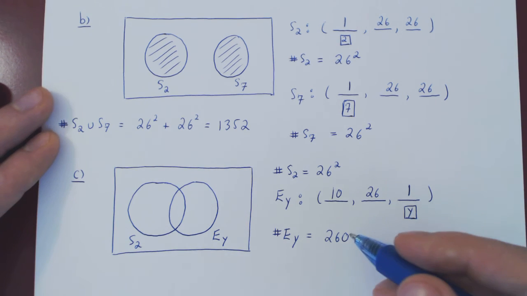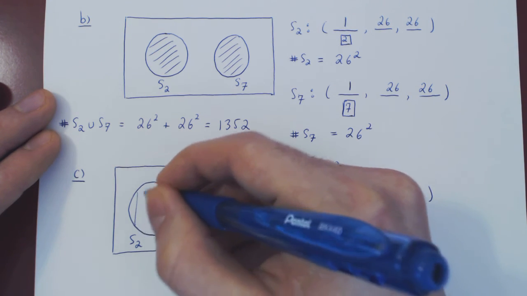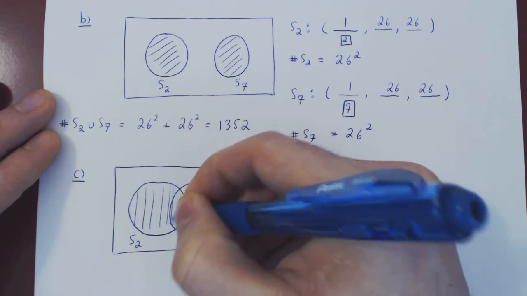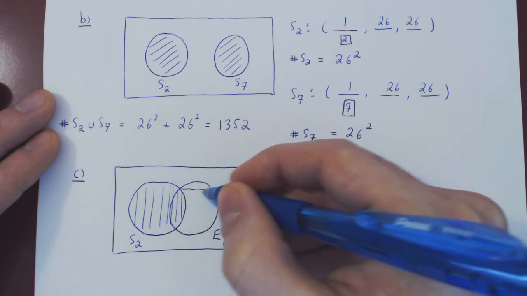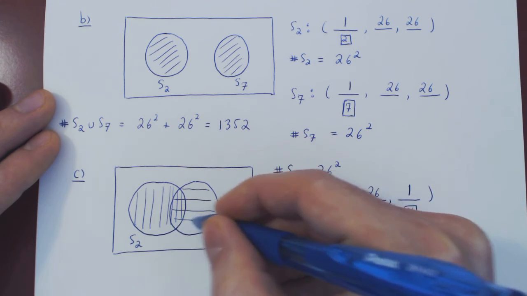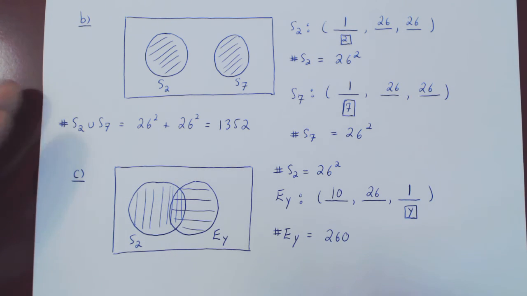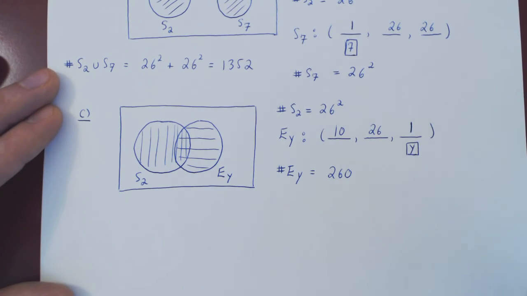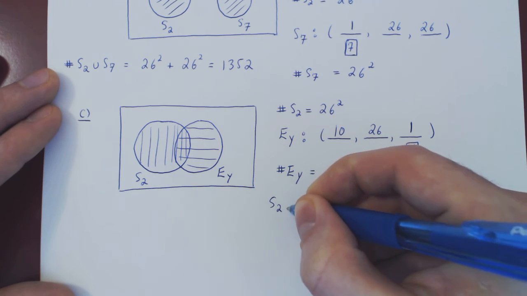But now if you think of it, if we add S2 to EY, we are counting everything once but the intersection twice. So we'll have to remove the intersection. Well, how many passwords are there in the intersection? So S2 intersecting with EY.